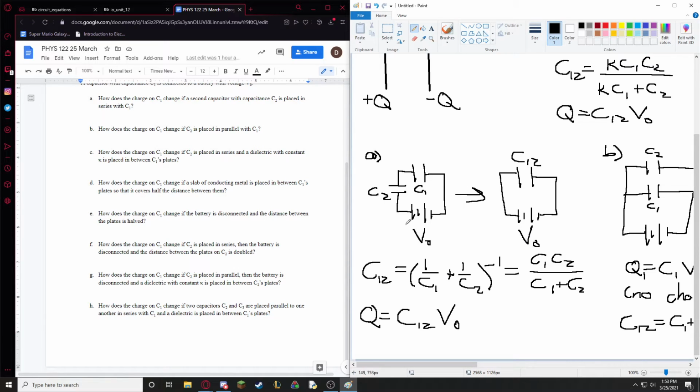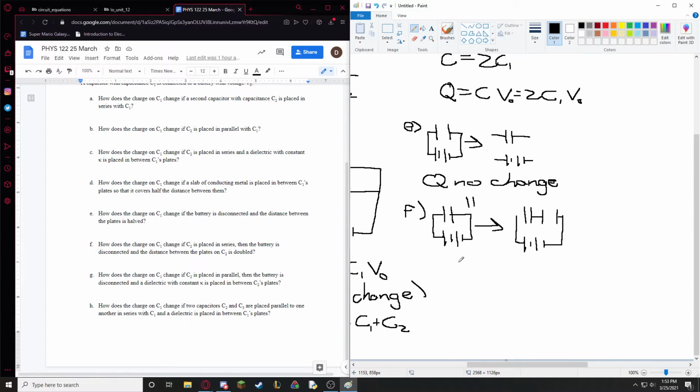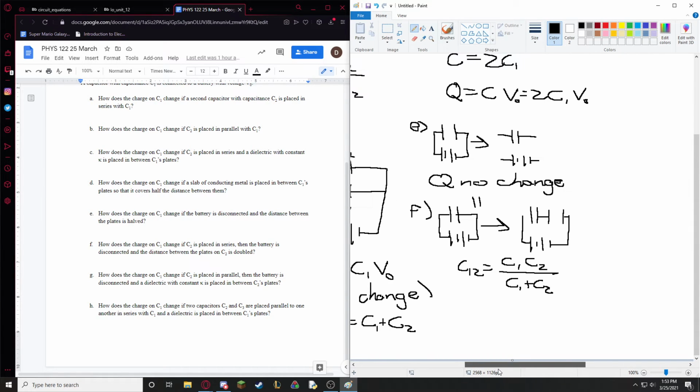Right, it's the same thing as the first problem. First, we find our new equivalent capacitance. So we have C12 is equal to C1 C2 over C1 plus C2. And then we know the charge is then C12 times V naught. Boom. We already did that for part A.